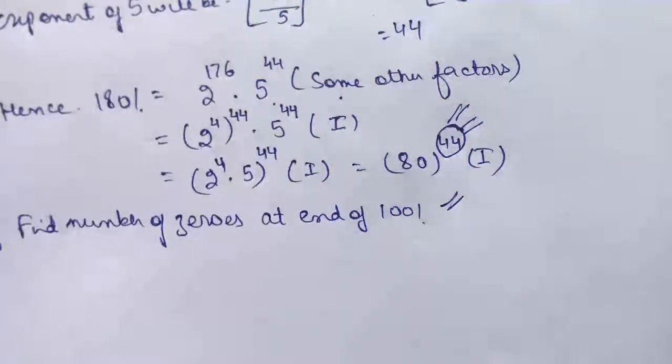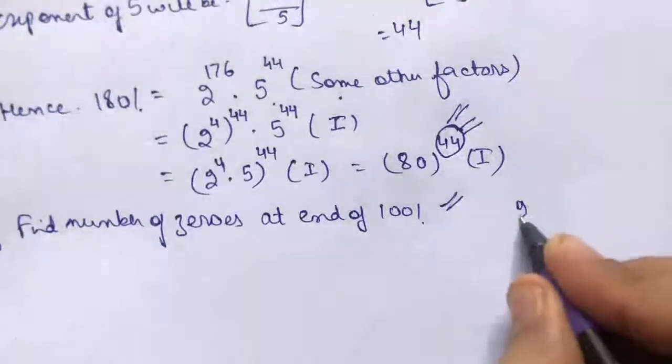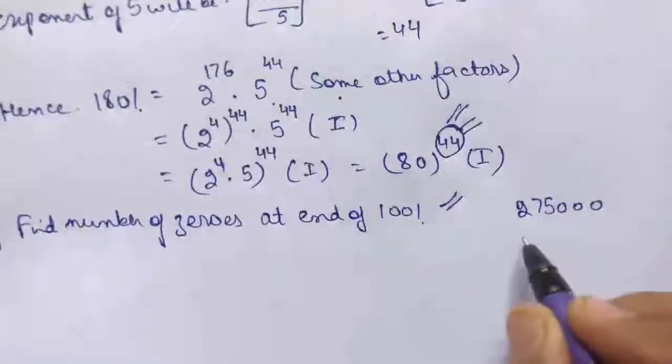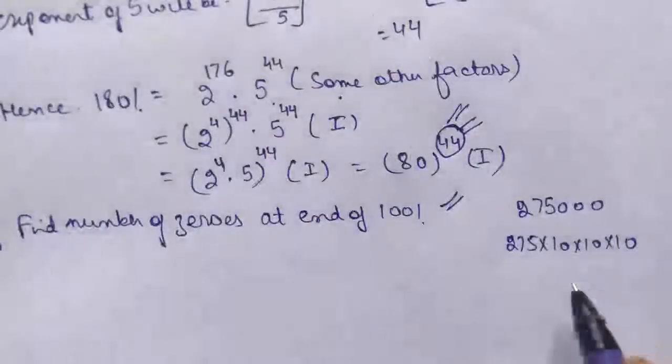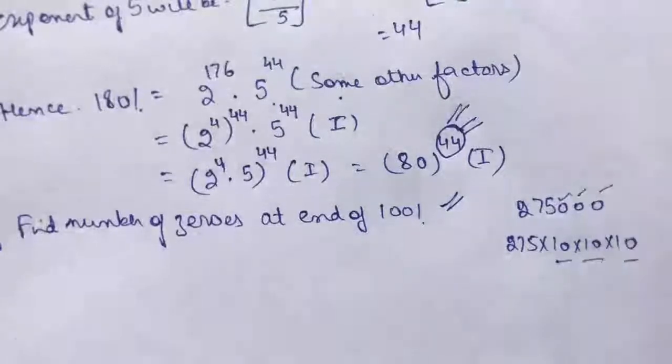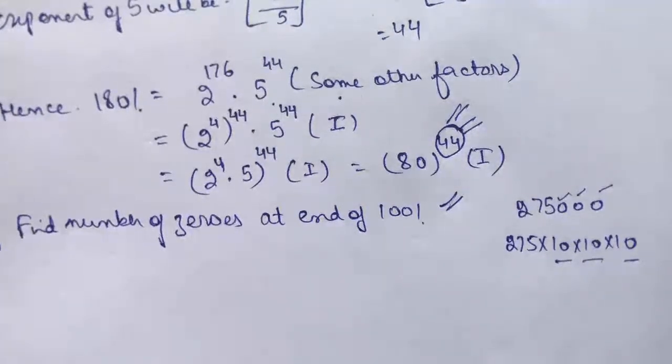Actually that is going to decide, because 10 into 10 will give 100, which is 2 zeros. 10 into 10 into 10 is going to give us 1000, so there will be 3 zeros. So the number of zeros at the end of any number is decided by the number of tens present in that product. For example, 275,000. So means it is 275 into 10 into 10 into 10. Means the number of tens is going to decide how many zeros are there at the end of any number. So in this example, we'll calculate the number of tens that are present.